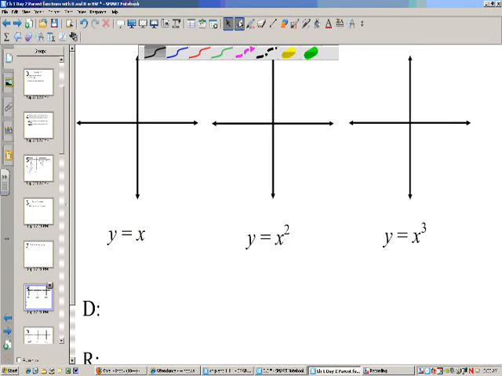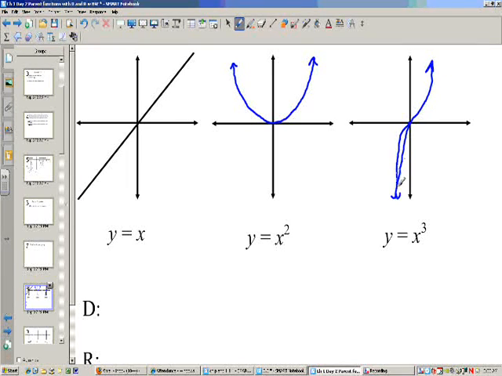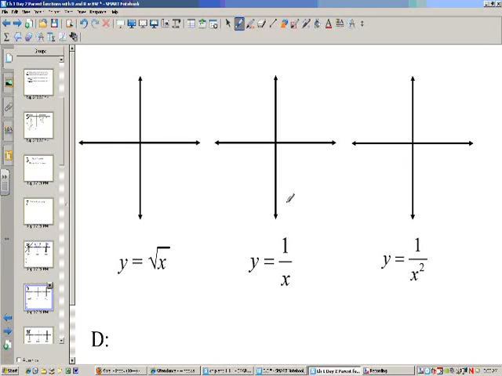I'll do that right here with you. Y equals x is just a straight line going through the origin. Y equals x squared is going to be a parabola that goes through the origin. Y equals x cubed is going to look something like this. Square root of x is going to look something like that. 1 over x is going to be the upper right quadrant, quadrant 1, and then quadrant 3.